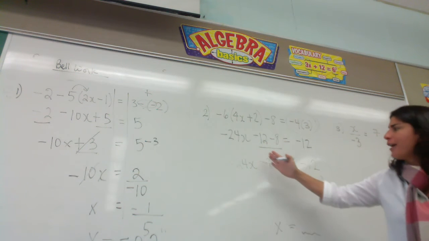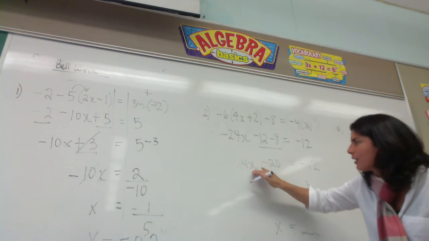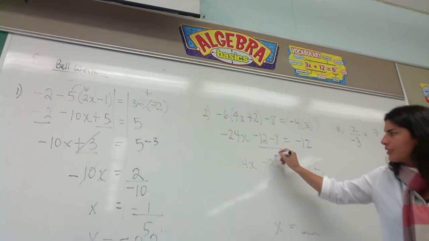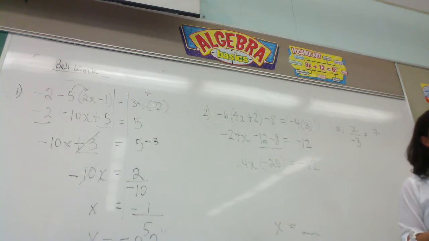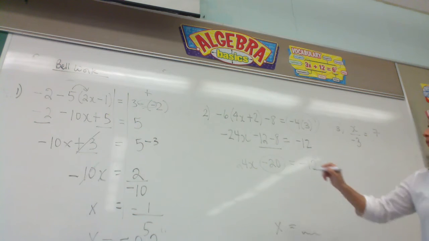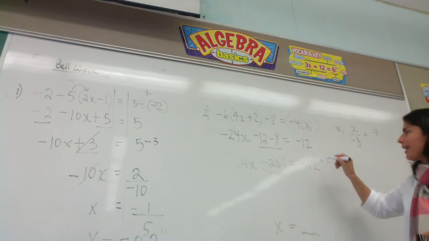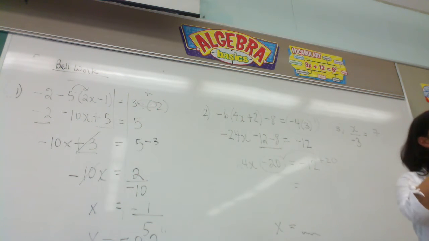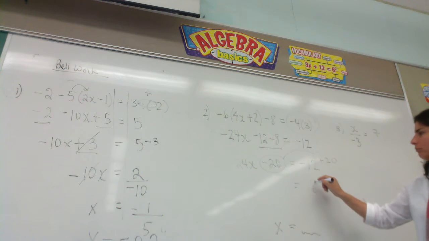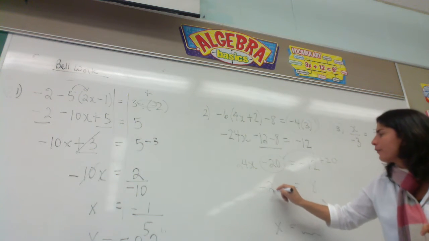To remove everything away from this x, I want the x to be by itself. The first thing I do is get rid of the negative 20. Bring it over as a positive 20. Now use your calculator. Negative 12 plus 20 equals 8. I still have a negative 24x.